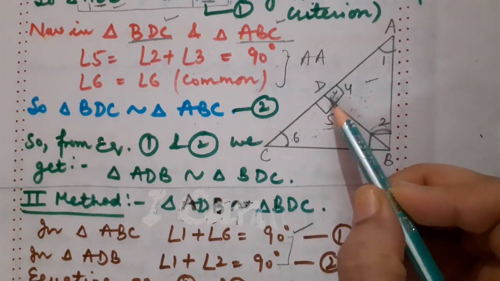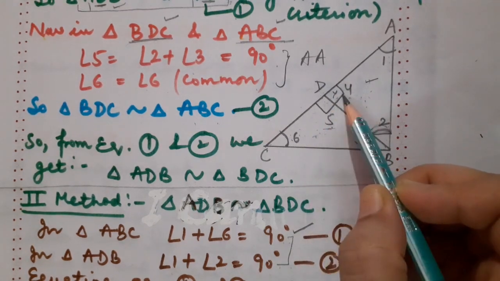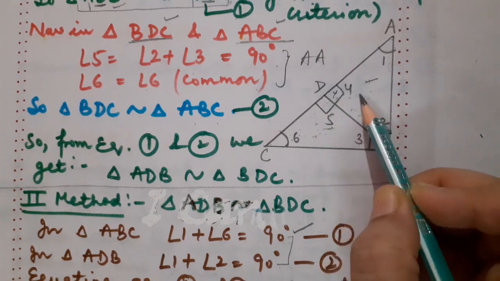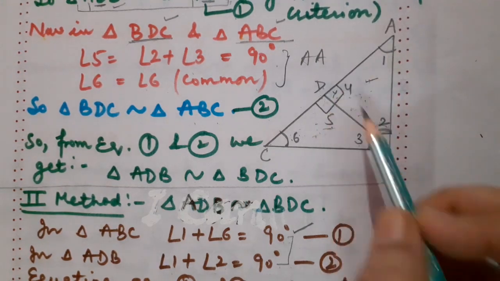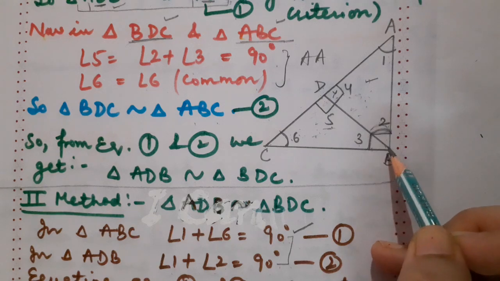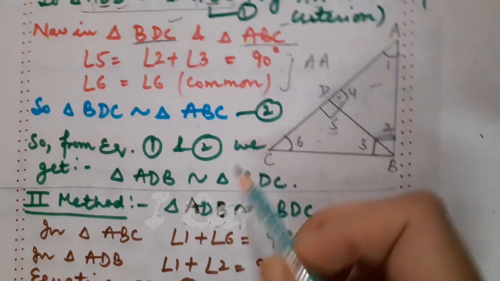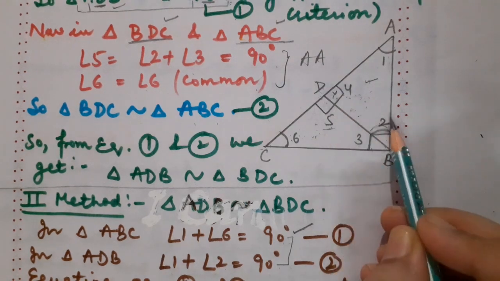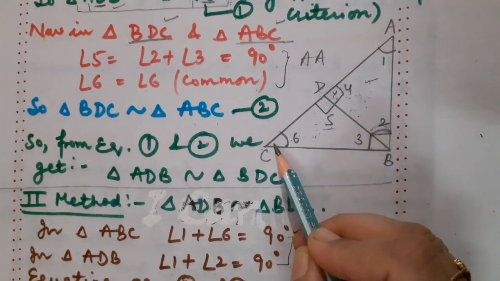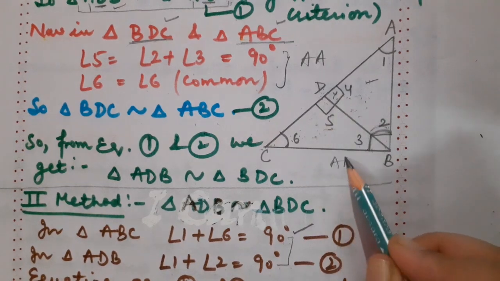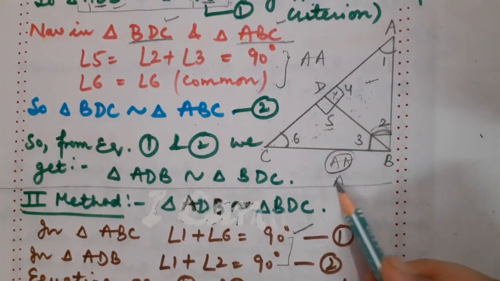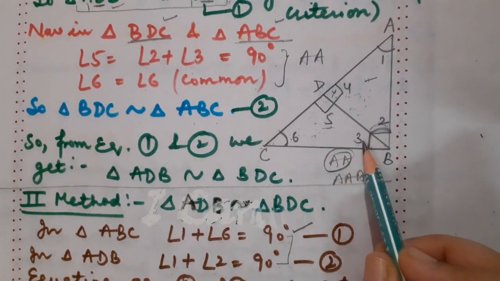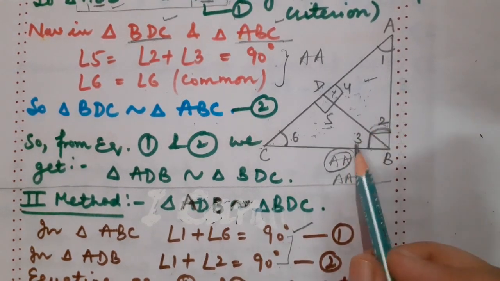And angle 4 is equal to angle 5. Both are of 90 degree each. So it means we have proved that by double A similarity criteria, triangle ADB is similar to triangle BDC. Correct? So angle 4 is equal to angle 5, angle 2 is equal to angle 6. Now suppose if you do not want to apply double A similarity, you want to apply triple A similarity criteria, then definitely you have to prove that angle 1 is equal to angle 3.